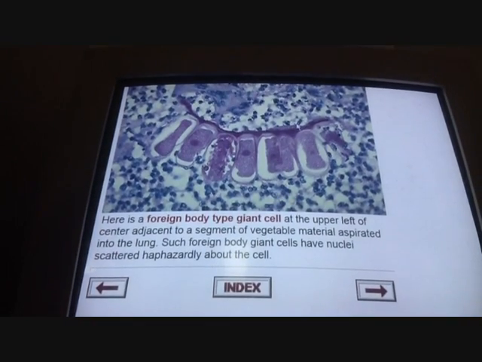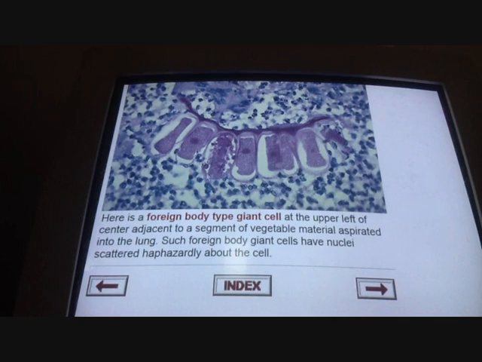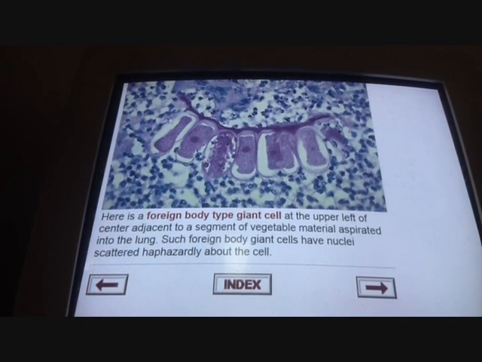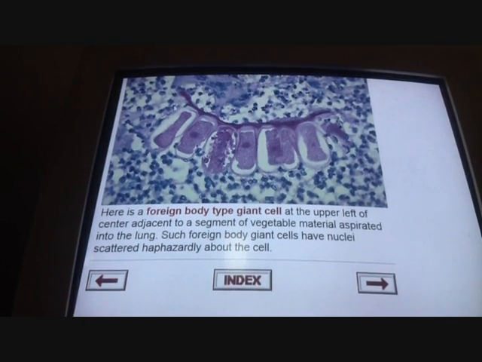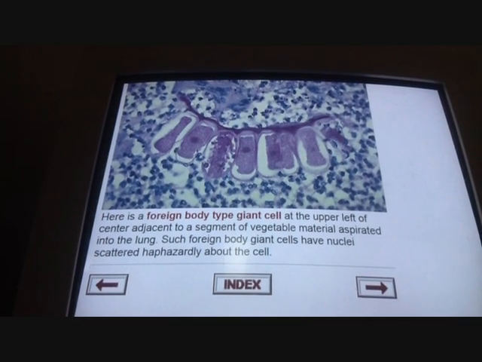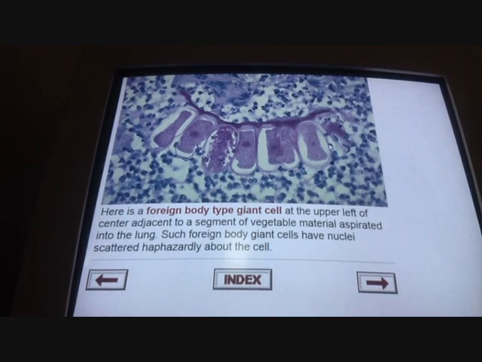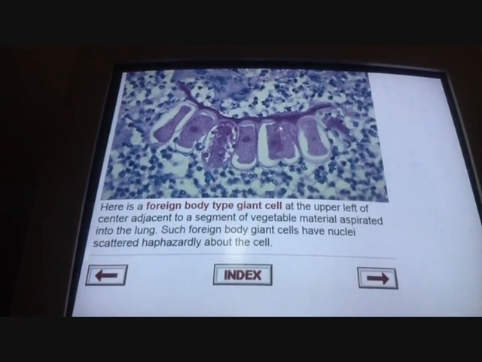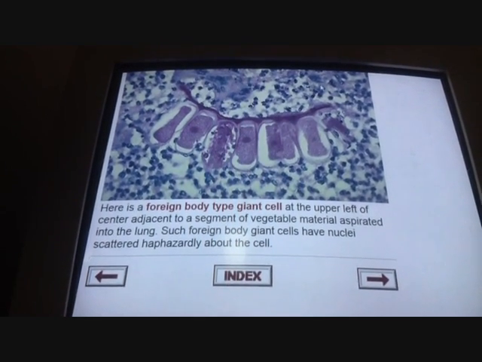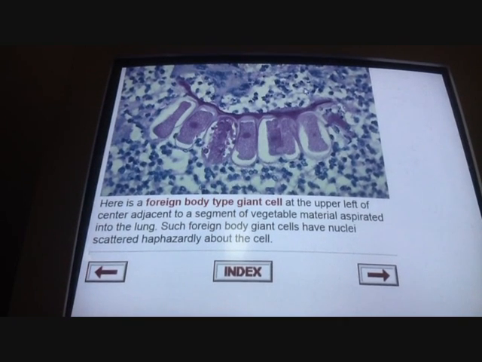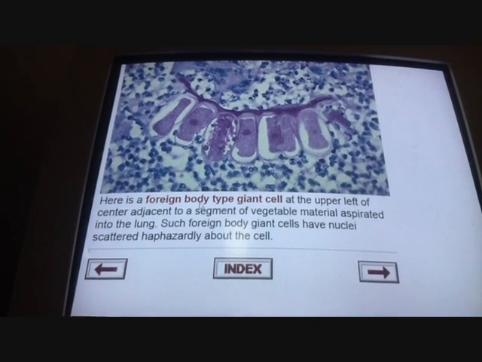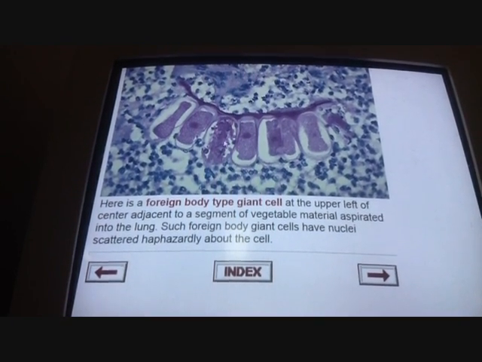This is a food particle, some particle of a vegetable or something, which was aspirated into the lung. So when aspirated into the lung, the body will react to this particle as a foreign body, and in turn will cause an acute and chronic inflammatory process. So as you can see, surrounding this vegetable material, we have acute and chronic inflammatory cells.